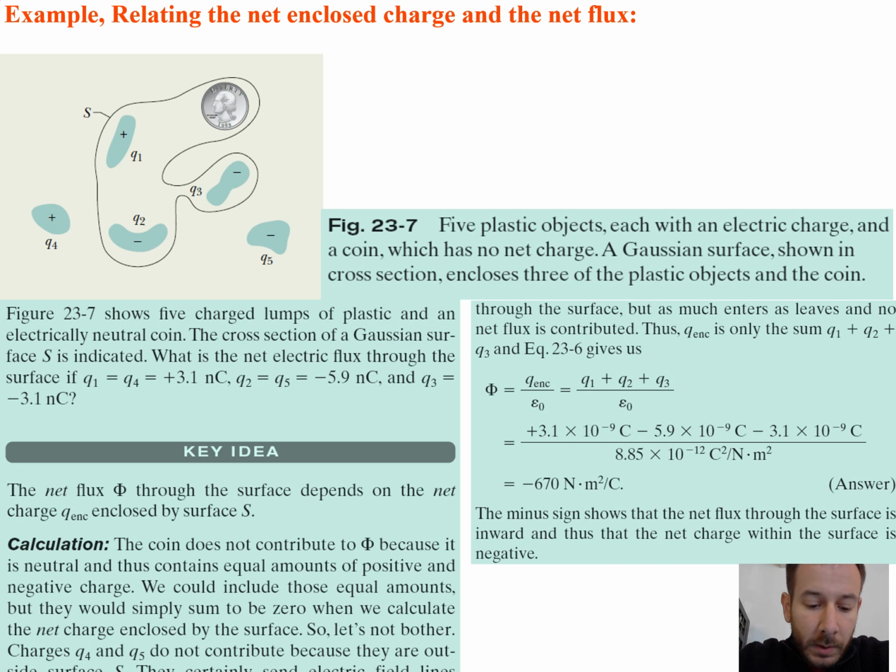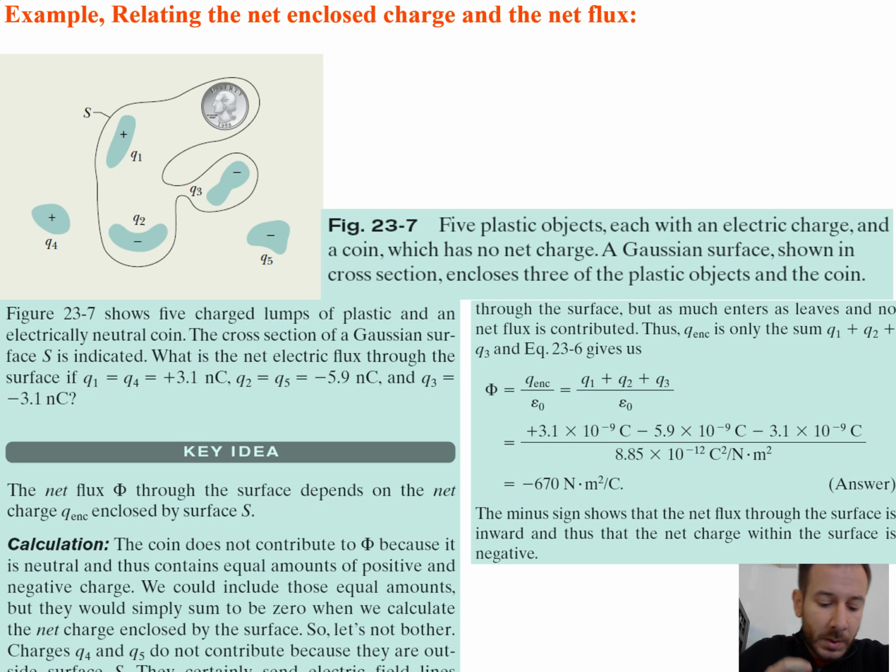So the figure shows 5 large charged lumps of plastic and an electrically neutral coin. The cross-section of a Gaussian surface S is indicated. What is the net electric flux through the surface? Q1 and Q4 are 3.1 nanocoulombs, Q2 and Q5 are negative 5.9 nanocoulombs, and Q3 is negative 3.1 nanocoulombs. All right, so the net flux through the surface depends on the net charge enclosed by the surface. If we find the net charge enclosed, then we'll be able to find the flux.